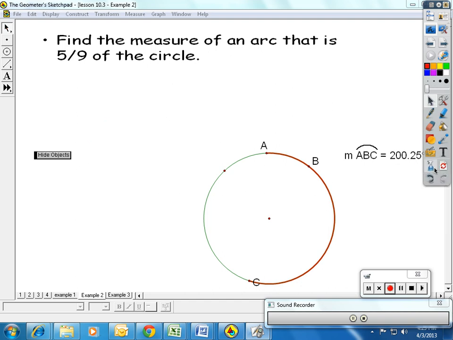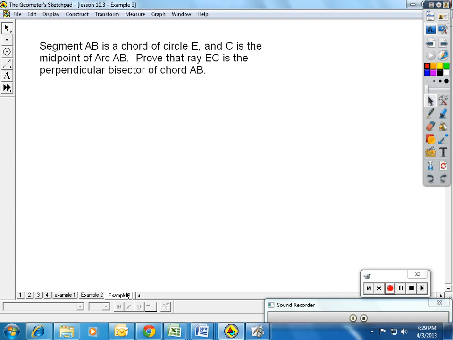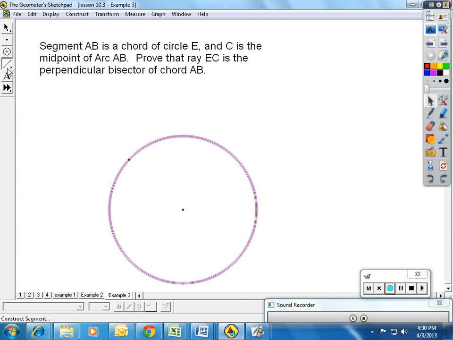Let's look at a proof example. Example number 3. Segment AB is a chord of circle E, and C is the midpoint of arc AB. Prove that ray EC is the perpendicular bisector of chord AB. Well, let's construct this. Segment AB is a chord of circle E. So I've got a circle that I'm talking about. So here's my circle. I've got a segment which is a chord. That chord is called AB. There's A. There's B.